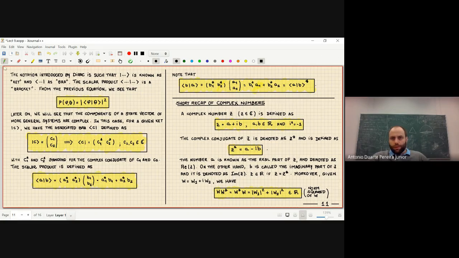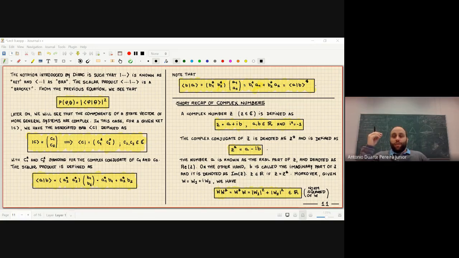There is a question in the chat. Let me see. Is there physical meaning when we change the state? You see that when you have a ket and when you have a bra, you are talking about mathematical entities that describe a physical system.